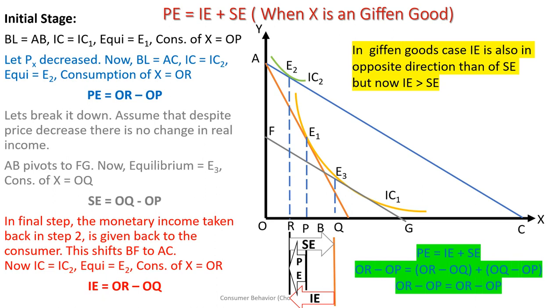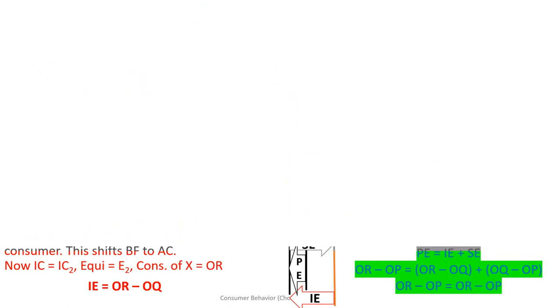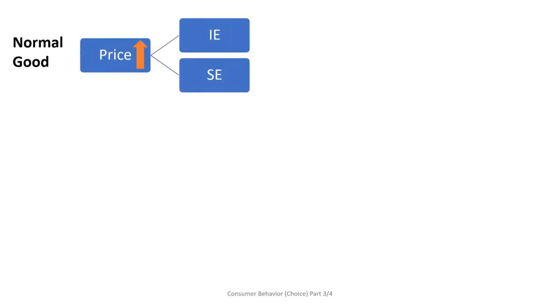Summing up, for the normal good, let's assume that its price increased. We break it down into income effect and substitution effect. Assuming that because of the increase in the price, the income or purchasing power of the consumer will decrease, the demand for the normal good will decrease. Here, the substitution effect also results in the same. So finally, because of the decrease in income, the quantity demanded of the commodity will decrease.